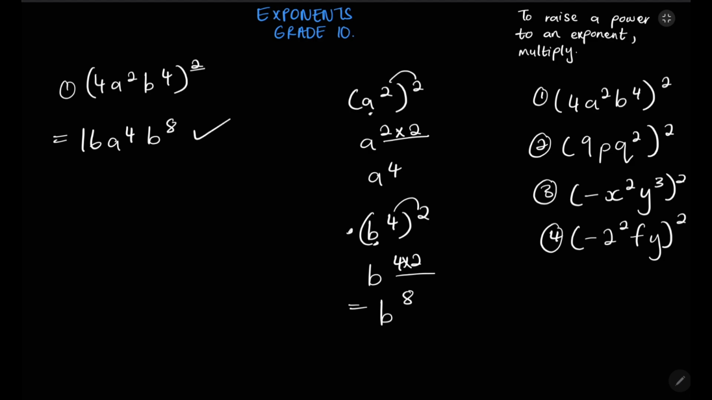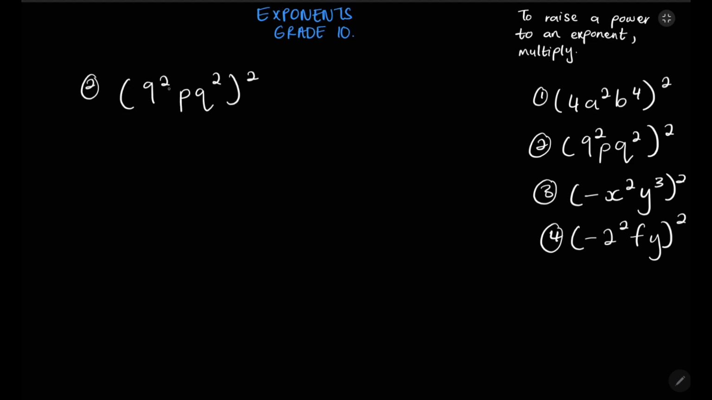Let's do number 2. Let's try (9^2 p q^2)^2. Outside a bracket we have a 2 raised to the power 2. We start with our values or the coefficient, which is 9 squared. Outside our bracket we have a 2. So we have our base here, which is 9. We write down our base, 9. Then 2 times 2. This is 9 to the power 4.